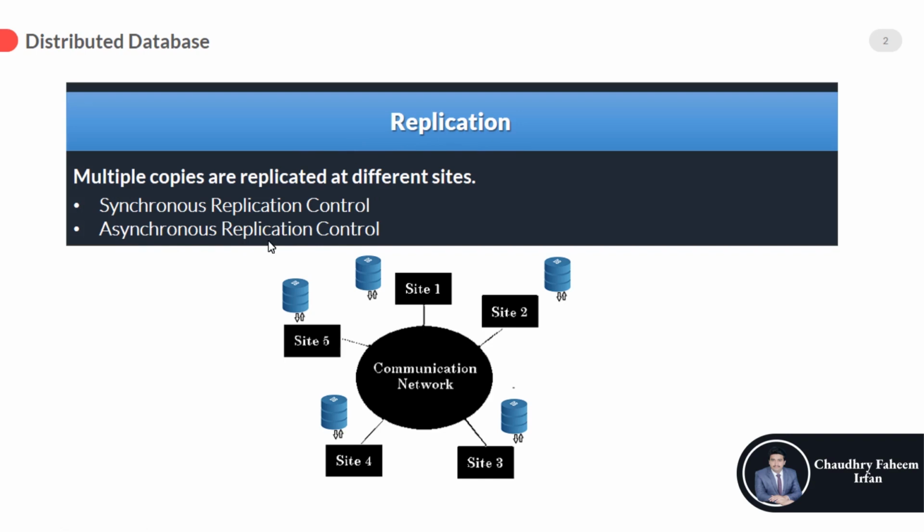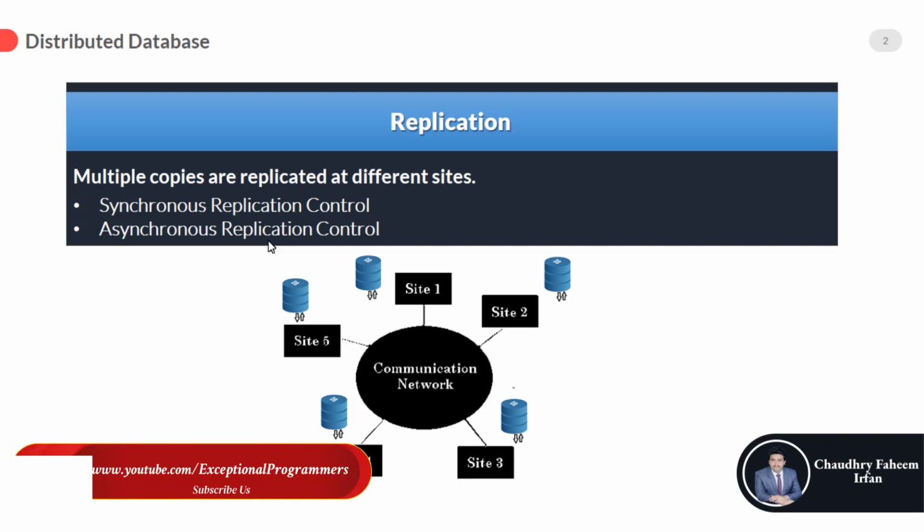We know that replication is a process used in distributed databases to store multiple copies of data at different sites. But here the question is how to manage all the copies of the data, how to maintain consistency in your data. If your phone number is stored at two sites, meaning replicated, and then you update at site 1 but site 2 contains the old number, this is called a consistency problem.